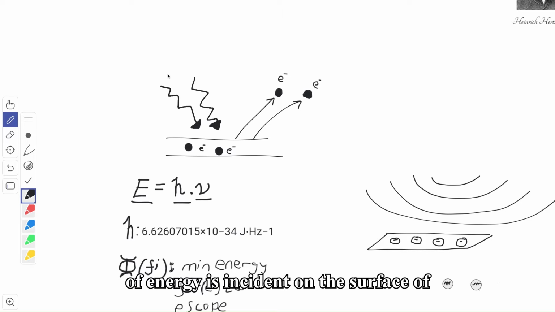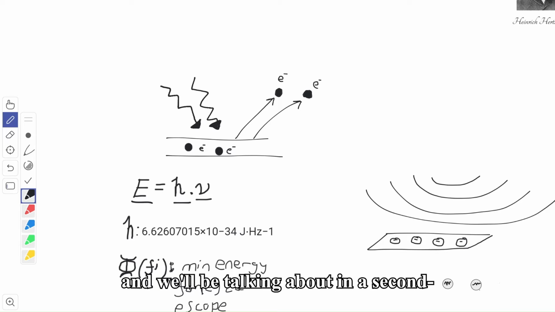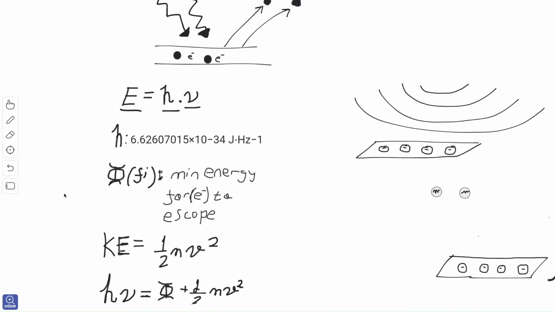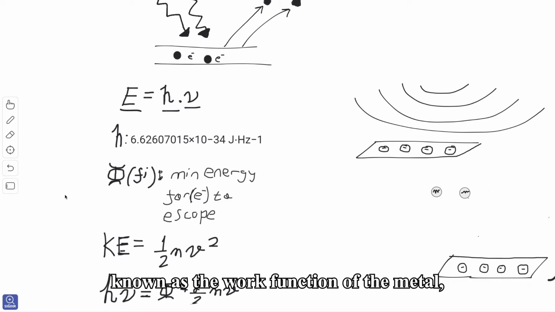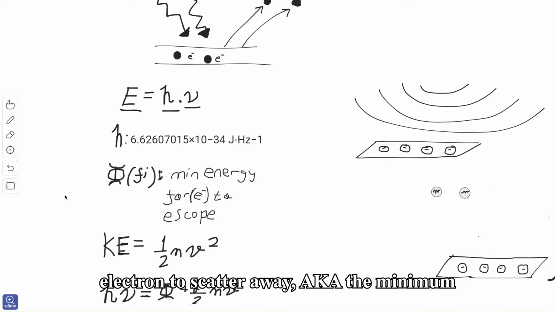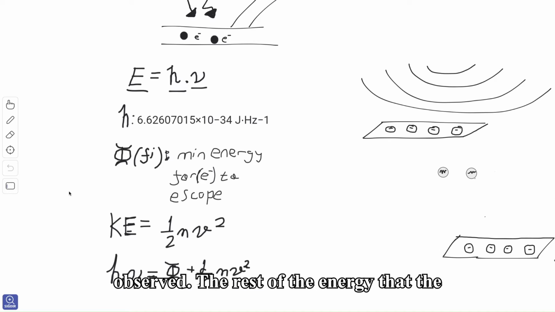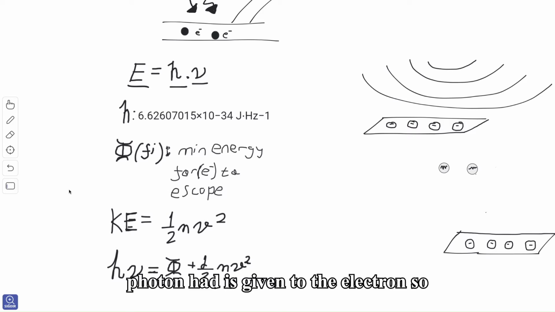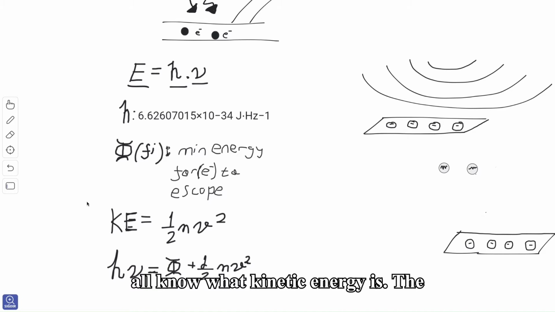When a photon of energy is incident on the surface of the metal, a part of the energy, that is phi, which we'll be talking about in a second, is used in liberating the electron from the metal. This energy, the Greek letter phi, is known as the work function of the metal, and it's the minimum energy for the electron to scatter away, aka the minimum energy for the photoelectric effect to be observed. The rest of the energy that the photon had is given to the electron so that it acquires a kinetic energy. We all know what kinetic energy is.